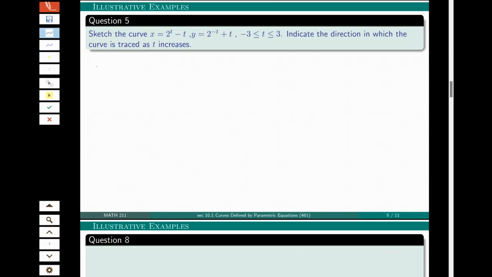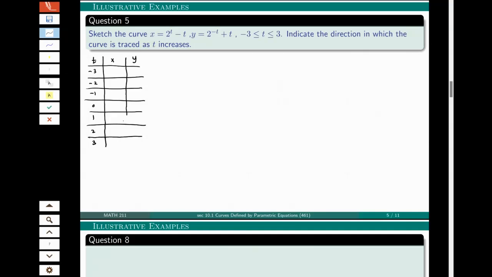Same thing here. We do exactly the same thing. This is values of t. We will calculate x, and we will calculate y. Starting from minus 3, so that will be minus 2, minus 1, 0, 1, 2, 3.